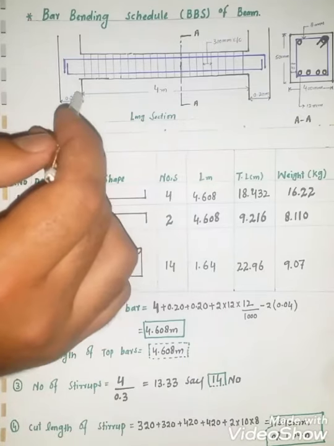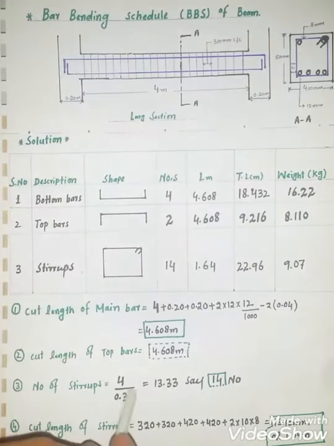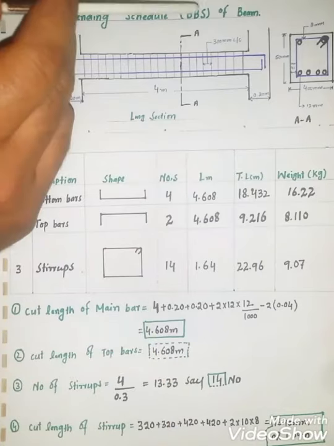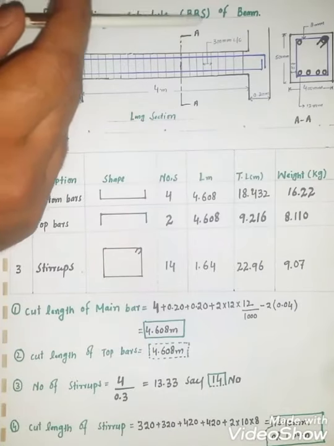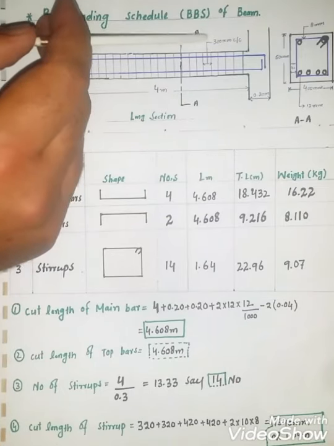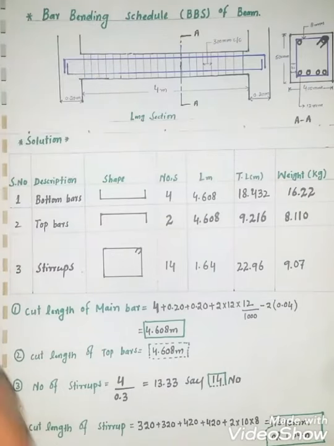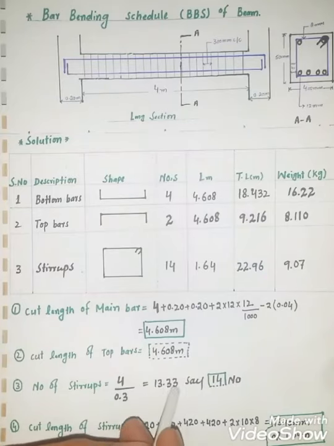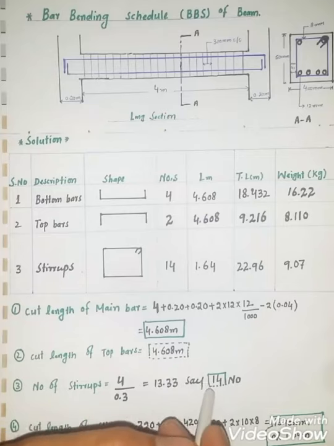4, this is the span between two supports, divided by 0.3. What is 0.3? This is the space between two stirrups, 300 millimeter. I am converting this value from millimeter to meter, which equals 0.3 meter. The number of stirrups required is 13.33. Say 14 numbers.